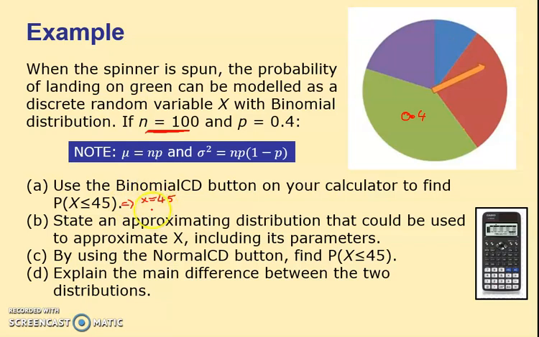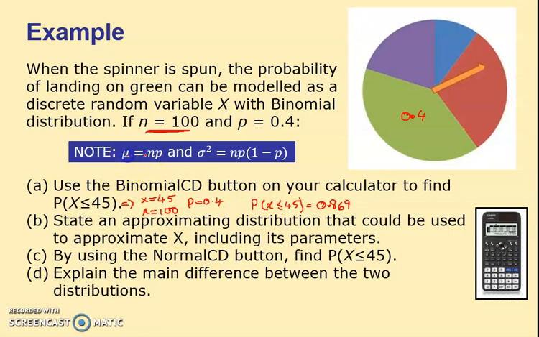My n, well, I'm doing that 100 times. I'm spinning this spinner 100 times, so I'm going to type 100 in. And what's my probability of getting the green? It's 0.4. So I'll type that in. And it tells me what this probability is. I could work it out properly, but this is a much easier way of doing it. Probability x is less than or equal to 45 is 0.869.